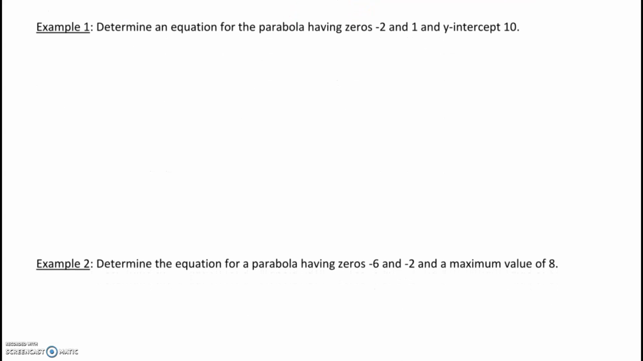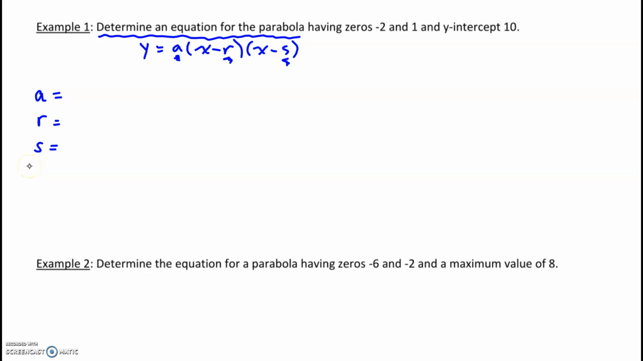Determine an equation for the parabola. So as soon as we see that, determine an equation for the parabola, we know that our final answer is going to be in the form y equals a(x minus r)(x minus s). Okay, so our final answer will be in that form, and we're going to have to replace a, replace r, and replace s. Since those are the 3 terms I need, on the side of my page, I'm going to go ahead and write a equals, r equals, s equals. Then I'll read the rest of the question and see if any of those values are given to me.